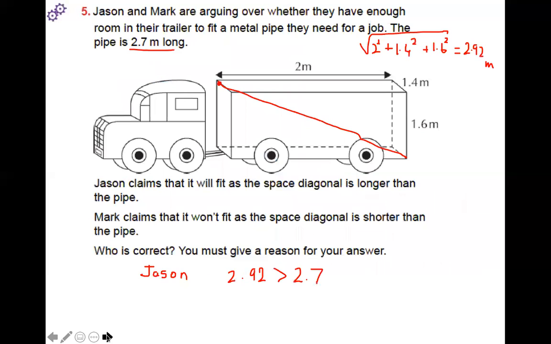And I think this one we did together. With a 2.7 meter long, and we calculated 2.92, and who was correct? Yeah, you can fit a 2.7 meter. So if you were to move house one day and you've got a long pole to carry with you, you can do a quick calculation before you hire your van or whatever, and be able to figure out what you can put in.